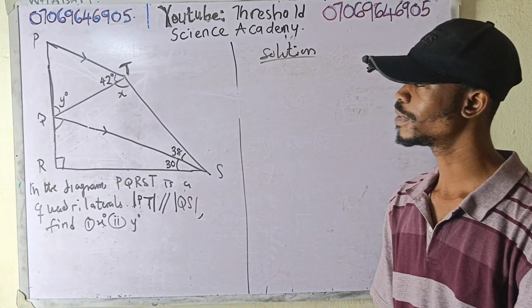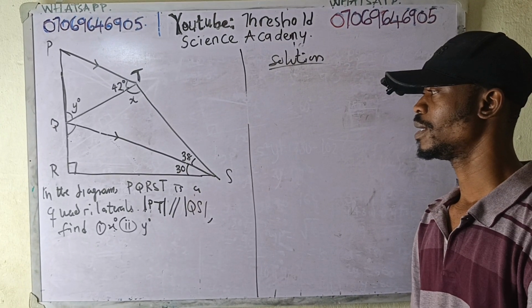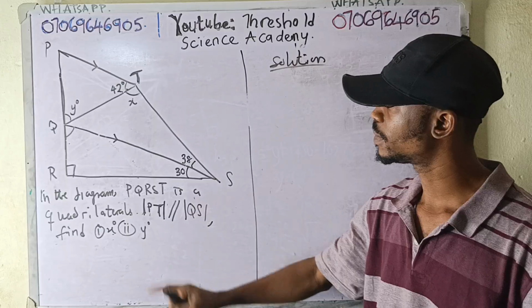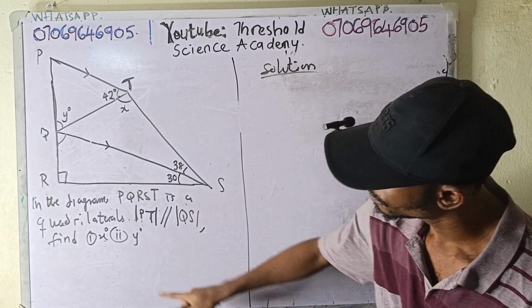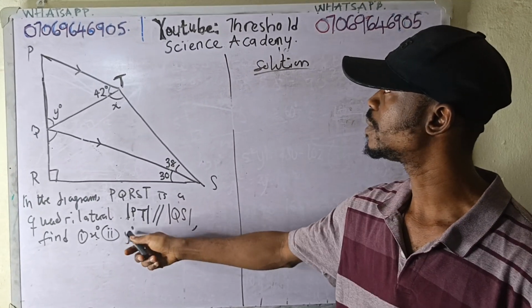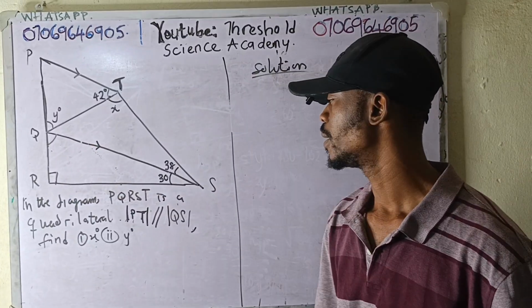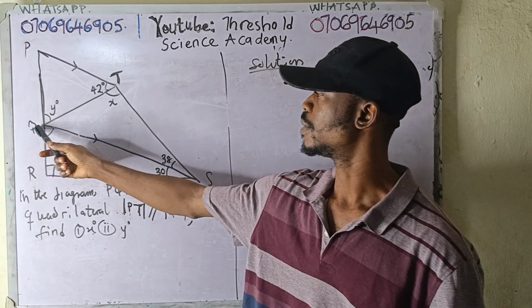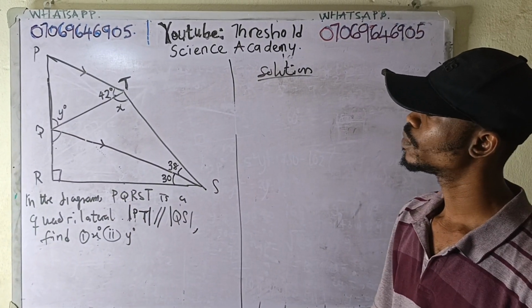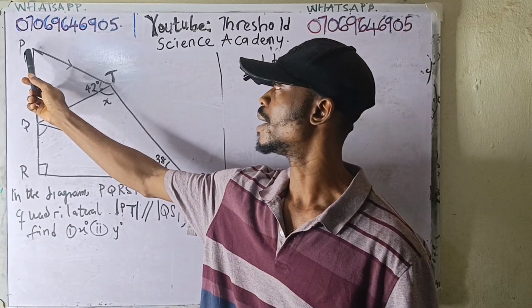All right, guys. So this is another question on geometry. It says in the diagram, PQRST is a quadrilateral, and line PT is parallel to line QS, as has been given. All right, and it's a quadrilateral because it has four sides and it has four angles.